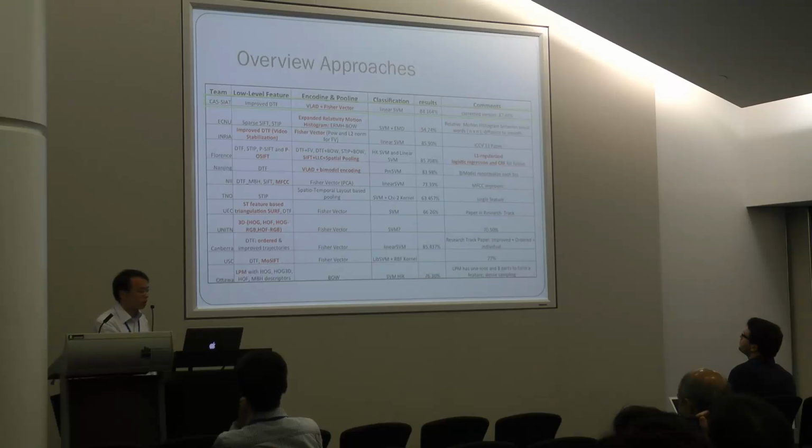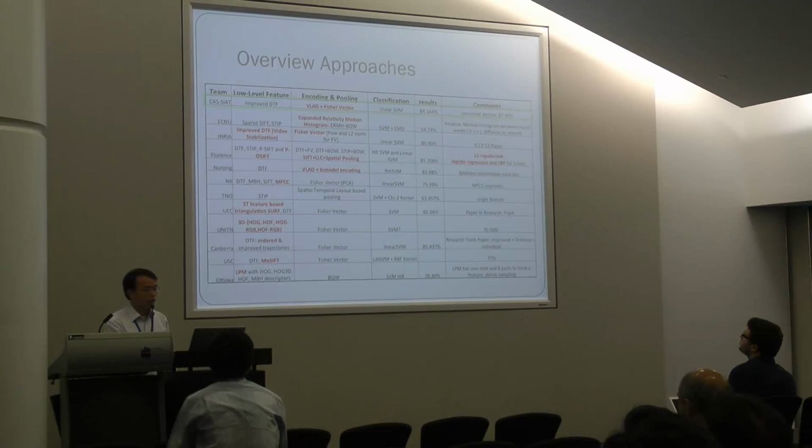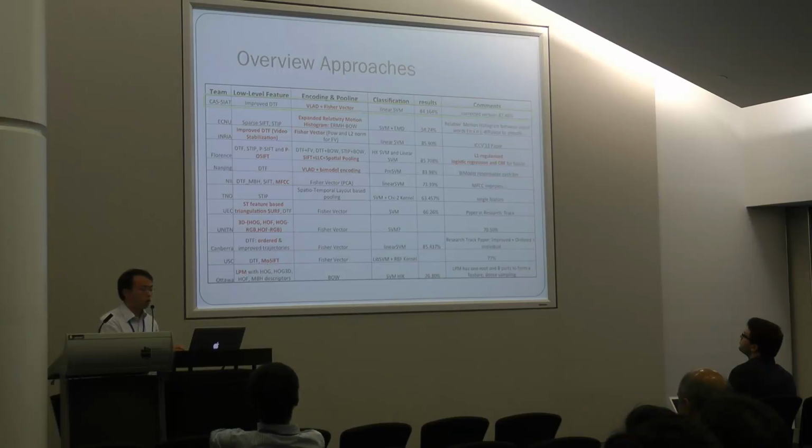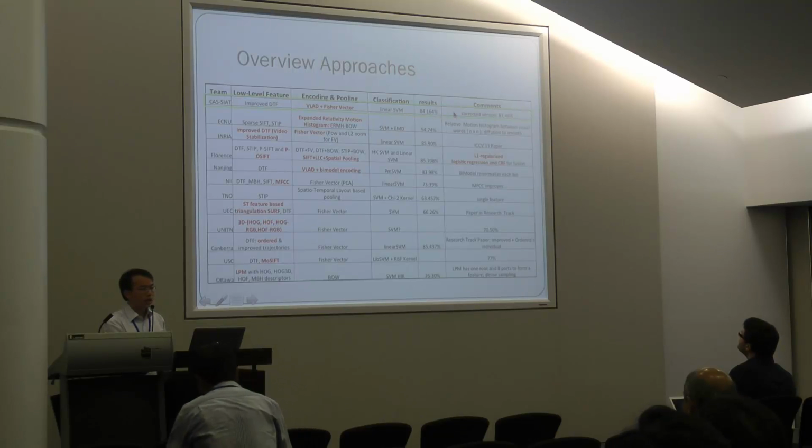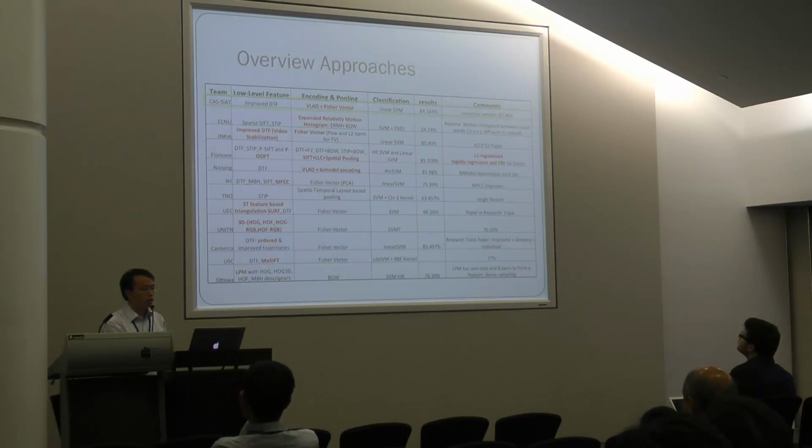So the static AS team used the improved dense trajectory features. For the encoding, they used Fisher vectors, and then a linear SVM. The original performance was 84%, but they had messed up the class indexing for 4 categories. After they corrected this indexing, they jumped to 87.